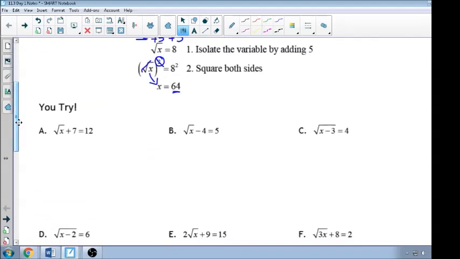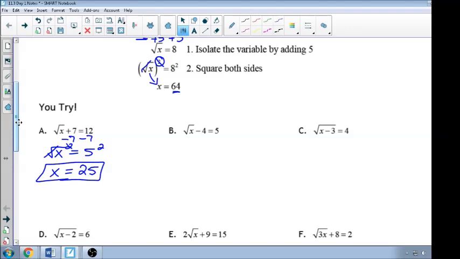So in example A, I'm going to go ahead and subtract 7 from both sides. That leaves me with the square root of x equals 5. Now to get rid of the square root, I have to square it. Anything I do to one side, I must also do to the other side. Now when I square a square root, the square root and the squared cancel, leaving me with x equals 5 squared is 25. Okay?